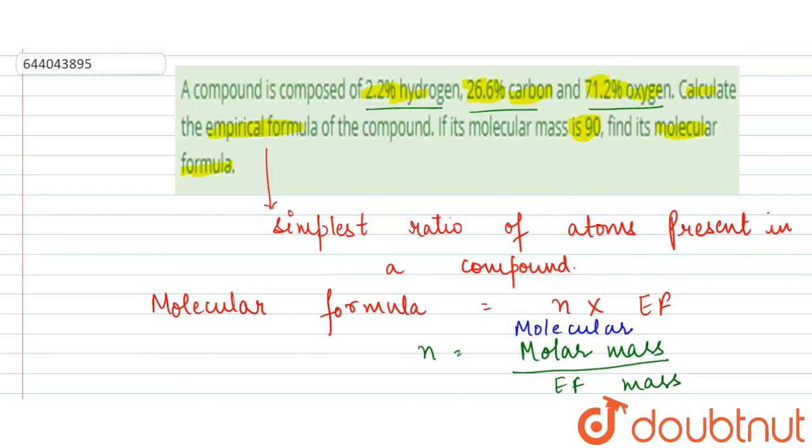This is our required answer. We need to calculate both things. So here our empirical formula is CHO2 and the molecular formula is C2H2O4. So this is our required answer.